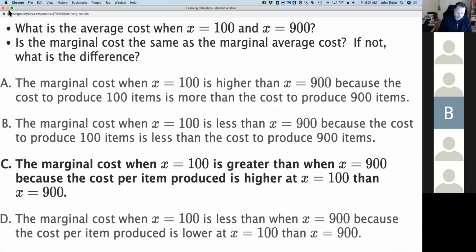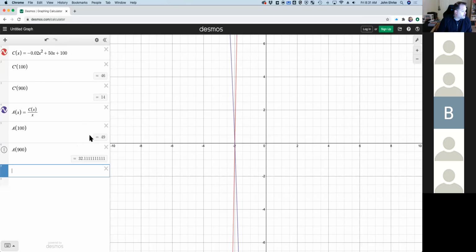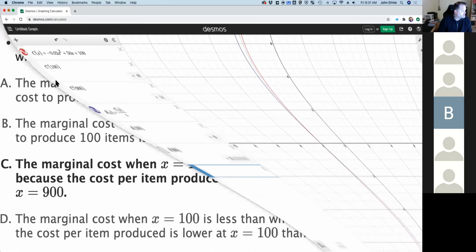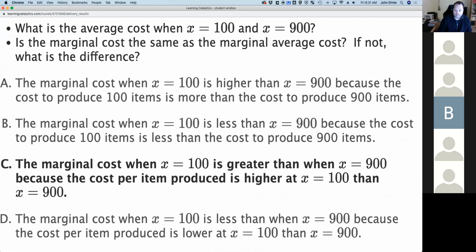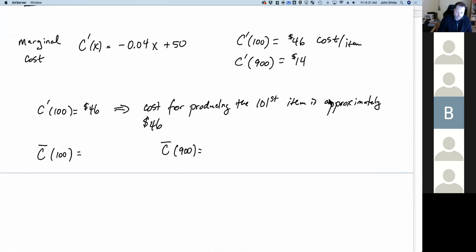So $49 here and $32.11 here. These numbers, I just want you to notice, are not the same as the marginal cost. So the derivative has nothing to do with average cost.